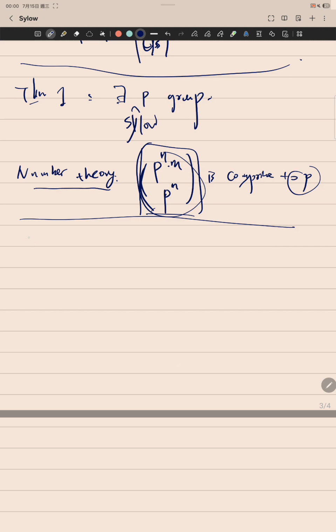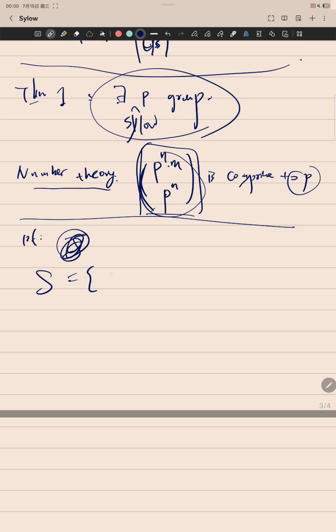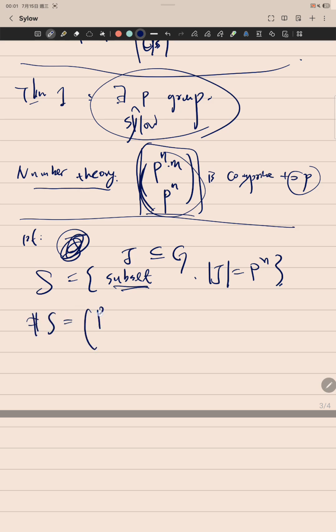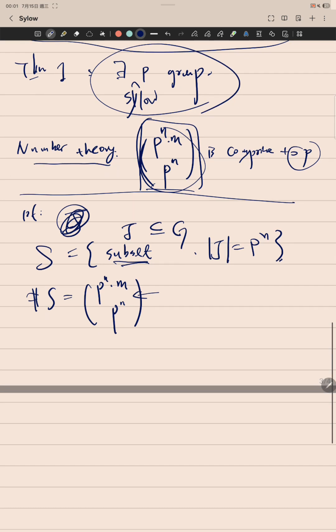So now, the proof that a Sylow p-subgroup exists. We take subsets J. Maybe I take S to be all the subsets J of G with the number of elements of J being p^n. So this is a set of subsets, right? The number of elements of S is basically p^n m choose p^n. This is just a binomial coefficient. This is all the subsets.